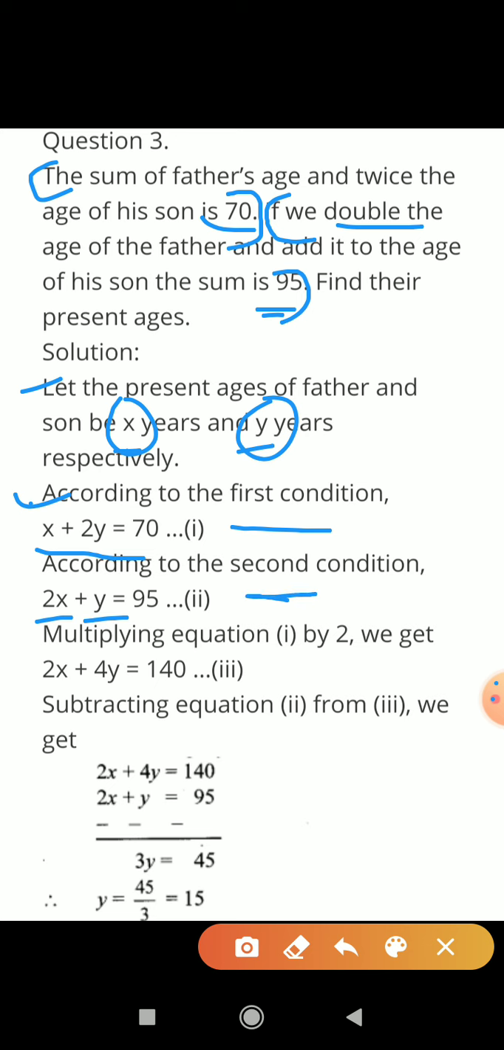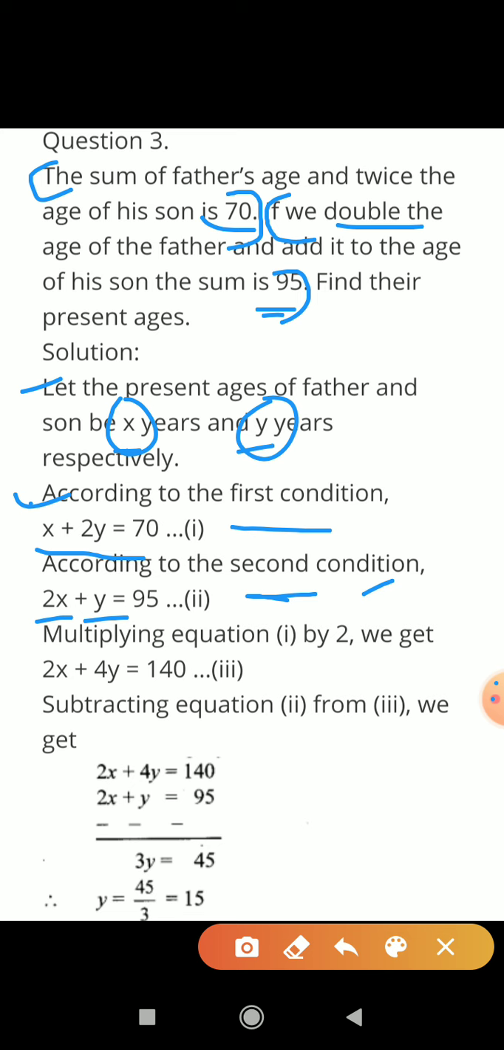Thus we prepared two equations easily. First equation, x plus 2y equal to 70. Second equation, 2x plus y equal to 95. Now the remaining part is to solve these two equations and we get the answer. If we see both equations, the coefficients are not equal, so we have to make the coefficients equal.